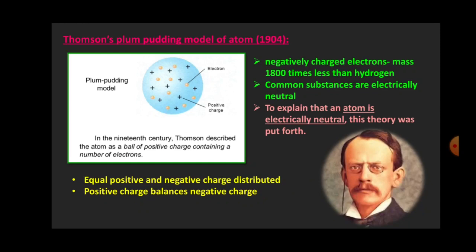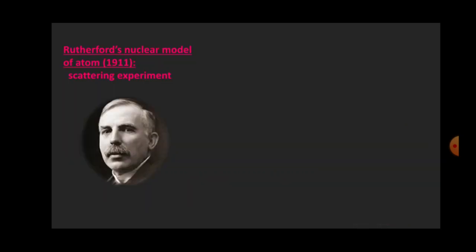So as I said, equal positive and negative charge are distributed inside the atom, and positive charge balances negative charge. As we had studied in maths also, plus and minus neutralize each other and thus they do not have any charge. So the next scientist was Rutherford, and he came out with the nuclear model of atom.